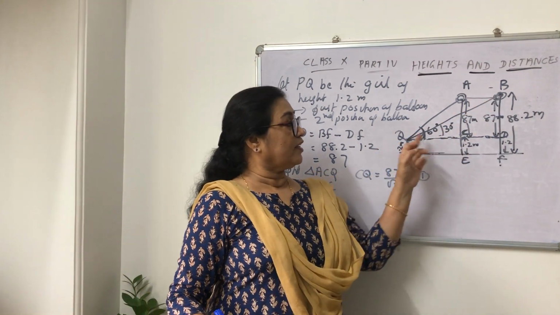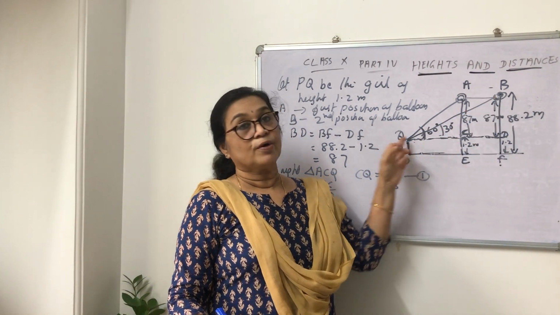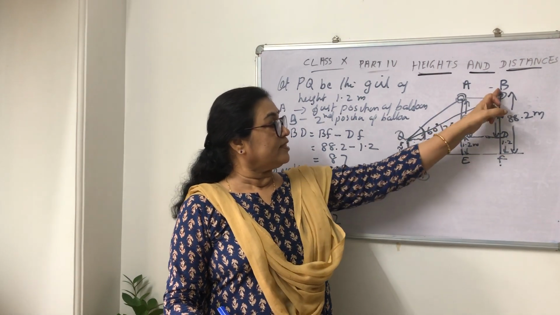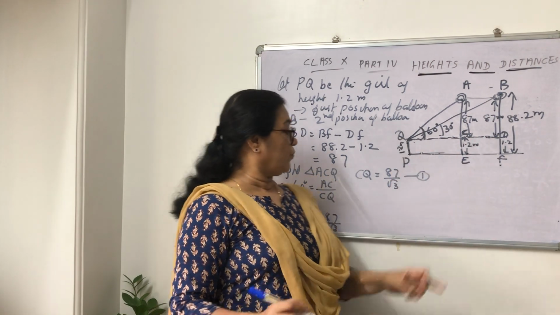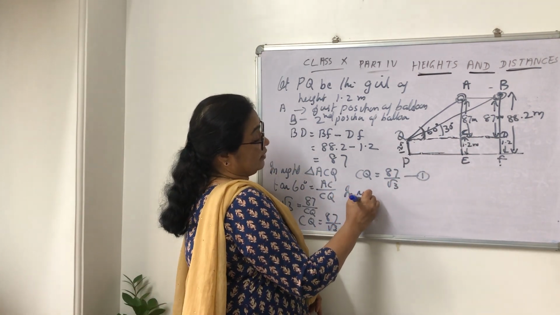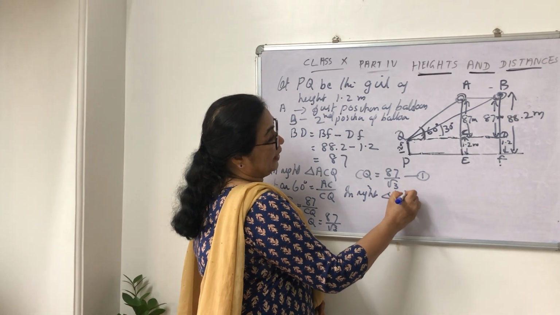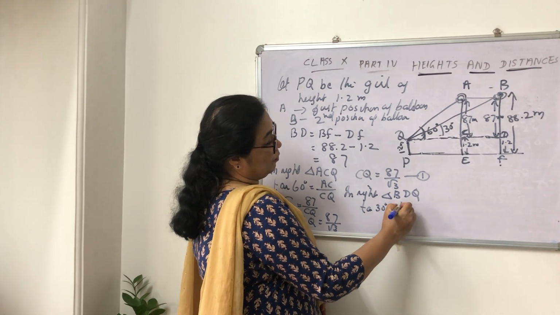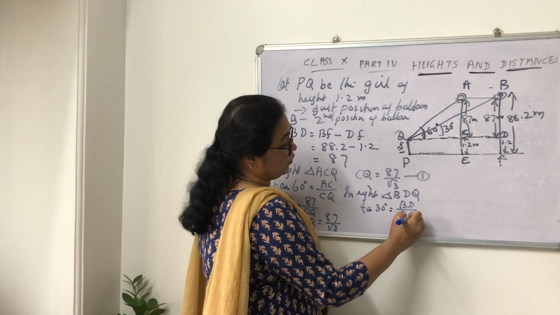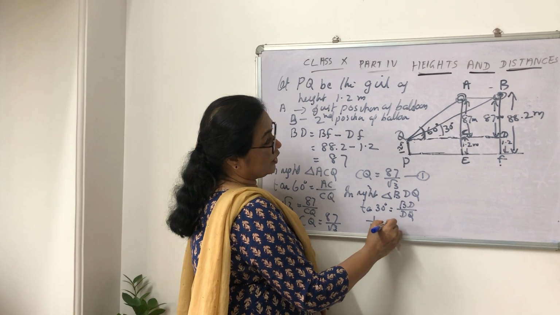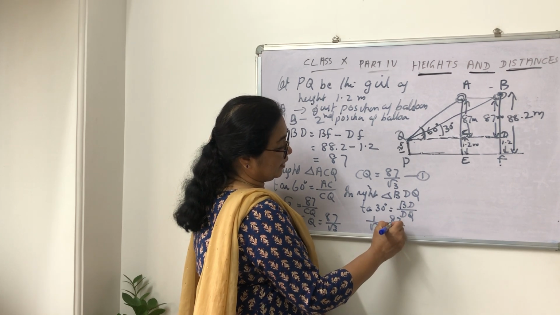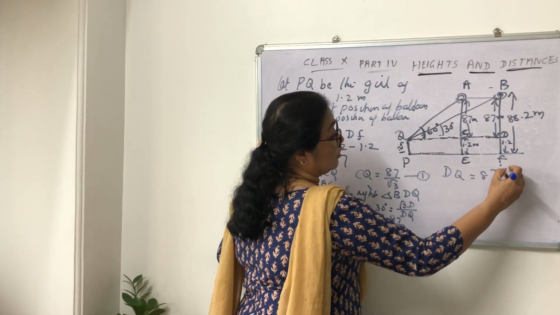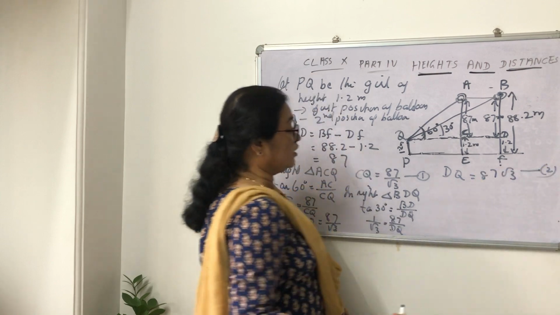Now take the triangle BDQ. In BDQ, this angle is 30. Therefore tan 30 is BD by DQ. In right triangle BDQ, tan 30 equals BD by DQ, that is 1 by root 3 equals 87 by DQ. Then DQ is equal to 87 root 3, that is equation 2.